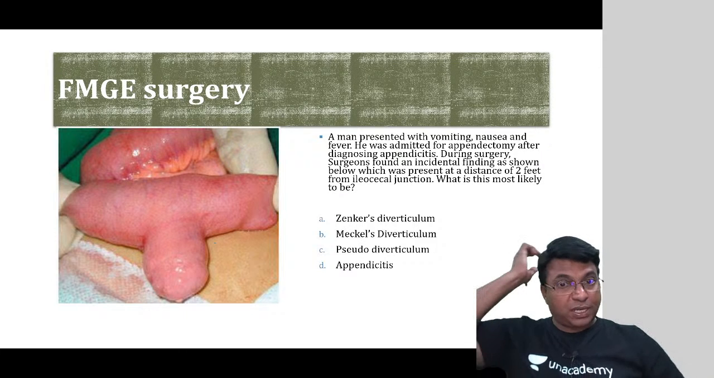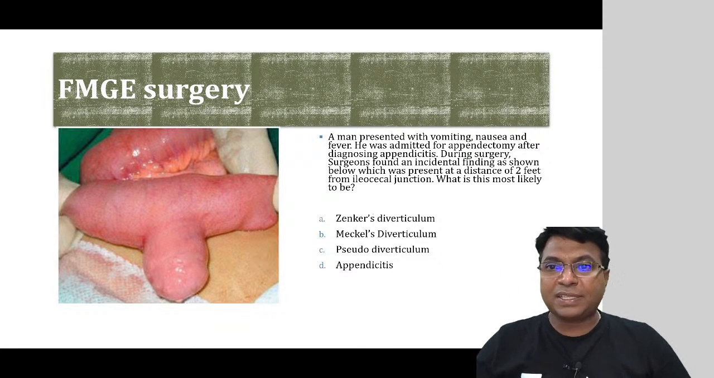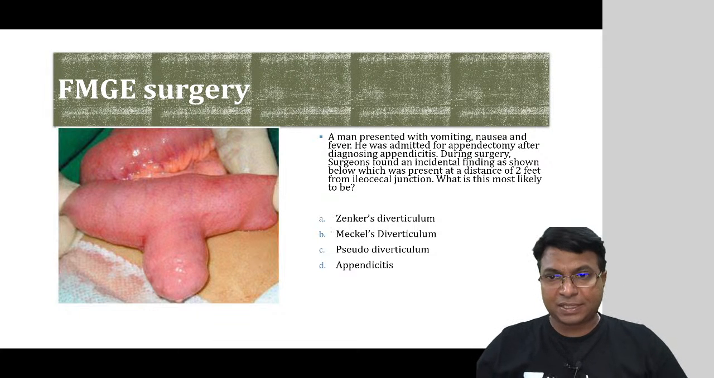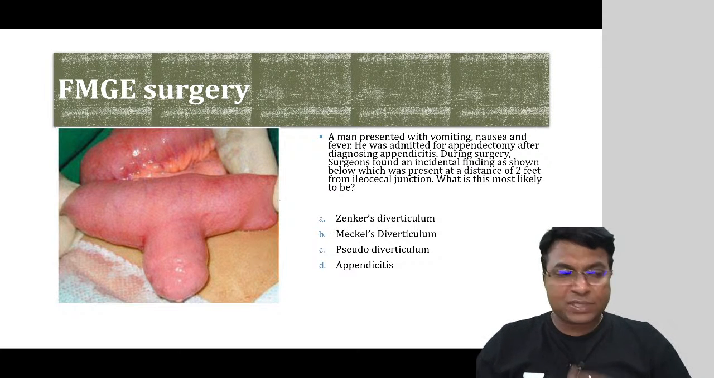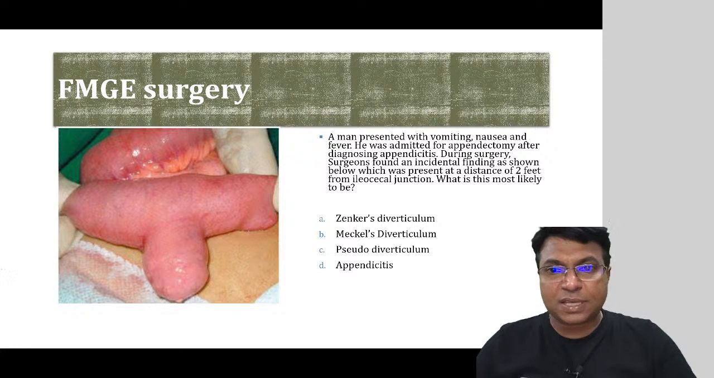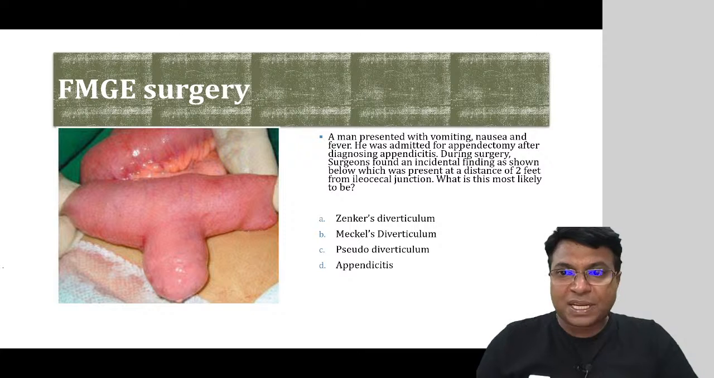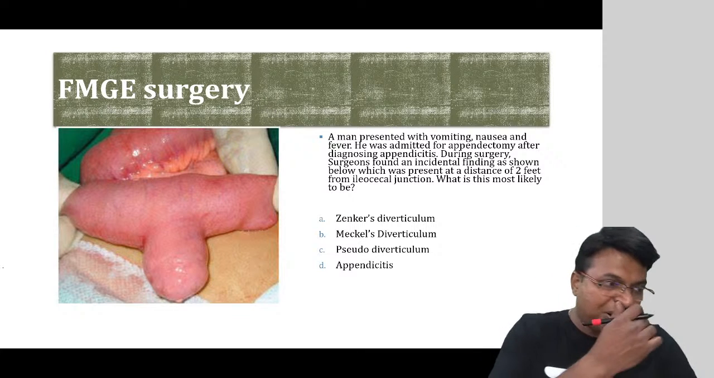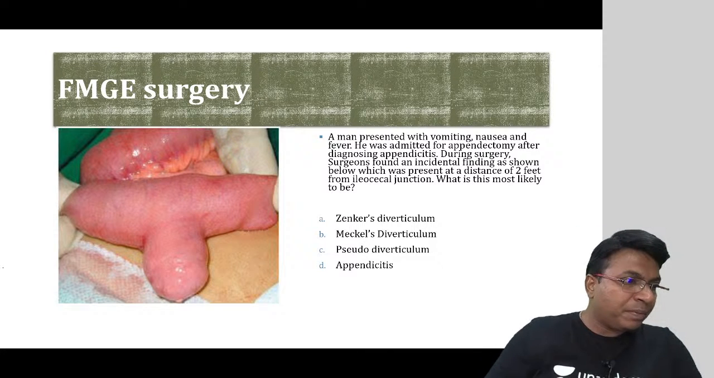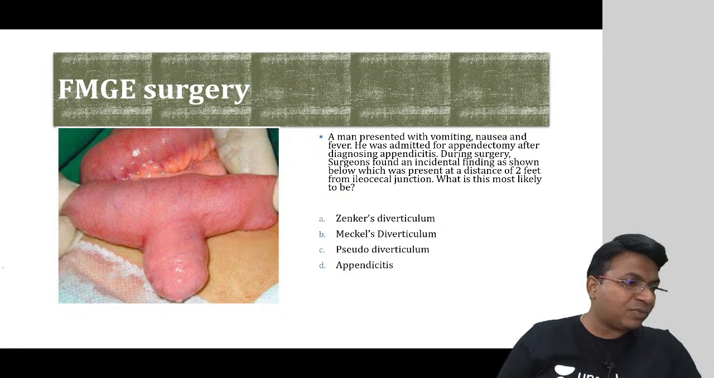So now the next question is, a man presented with vomiting, nausea and fever. He was admitted for appendicectomy after diagnosing appendicitis. So please understand, he was diagnosed as appendicitis and appendicectomy was about to be done. During surgery, the surgeon finds an incidental lesion which was present at 2 feet distance from the ileocecal junction. What will be the diagnosis? Yes, tell me. Magesh, it's not D. What is the answer here? It is not appendicitis.